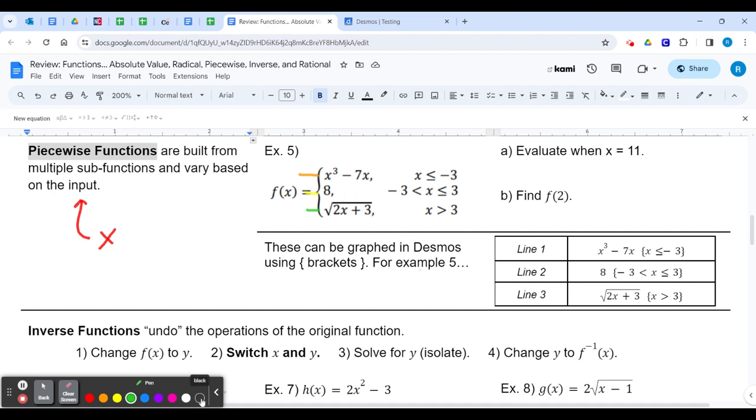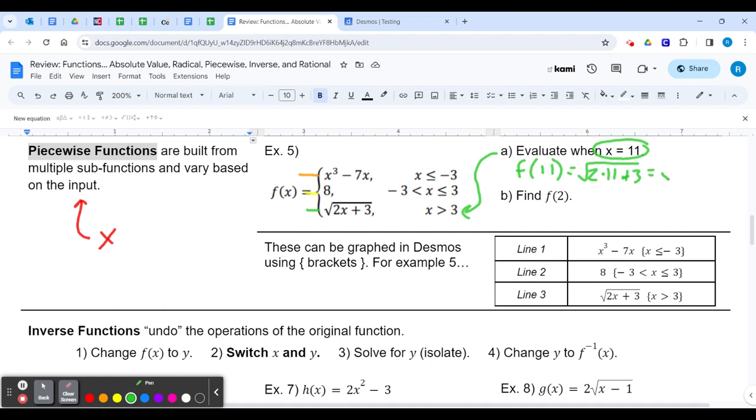So if we're evaluating when x equals 11, that x equals 11 is greater than 3. So we are going to use this function to evaluate it. We'll have f, our function at 11, equals the square root of 2 times 11 plus 3.